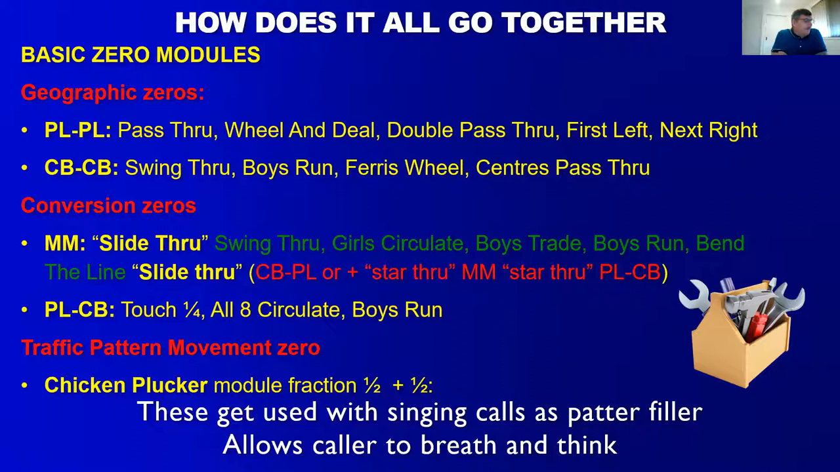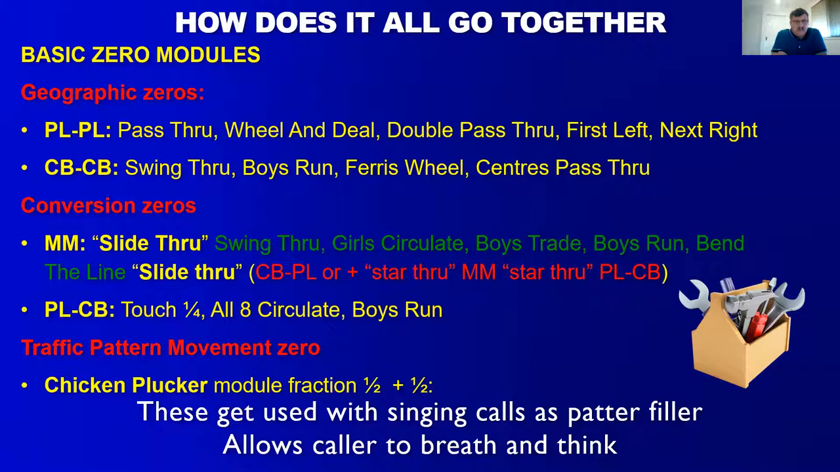Now, in the conversion zeros, you see MM. Bill Peters, a long while ago, coined the phrase, the magic module. The magic module is swing through, girls circulate, boys trade, boys run, bend the line. Okay, that is the magic module.